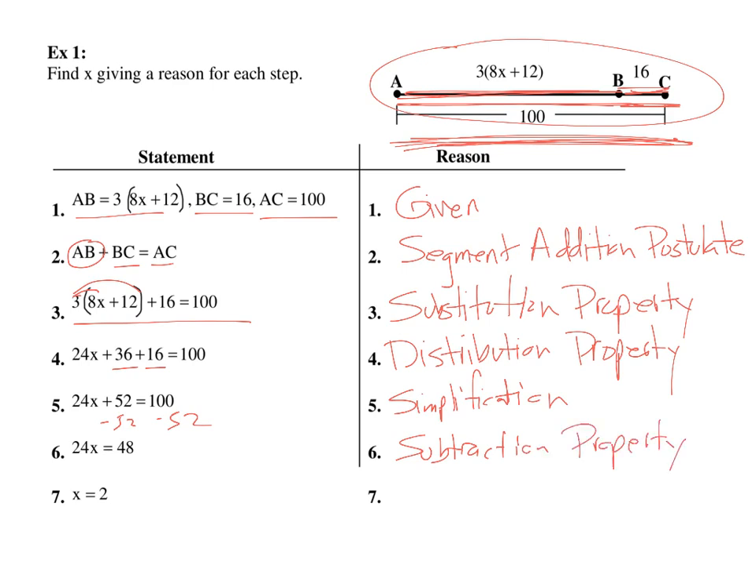All right, and then how did we end up with x equals 2 at the end? We divided by 24. Okay, so that's using the what? The division property.